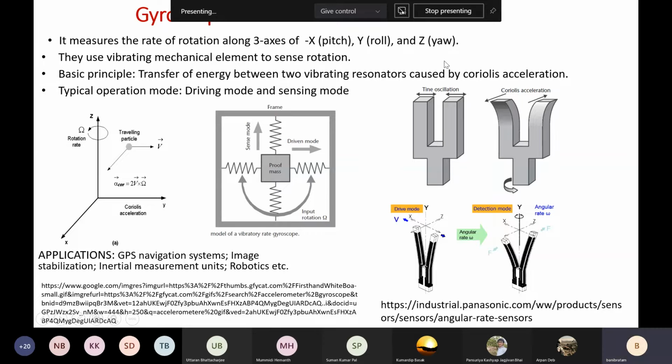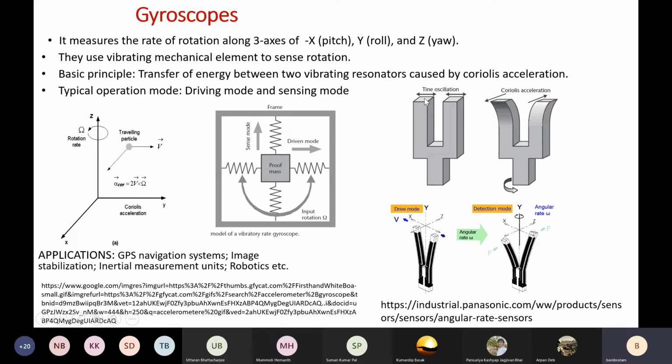So coming to the next type of sensor, which is the gyroscope. That is again another inertial sensor. This gyroscope is used to measure the angular rate, the rate of rotation along three axes. That is the angular velocity or angular rate, conventionally denoted by roll, yaw, and pitch. They use a vibrating mechanical element to sense rotation. The basic principle is transfer of energy between two vibrating resonators caused by Coriolis acceleration.